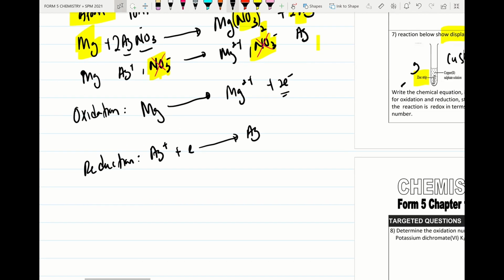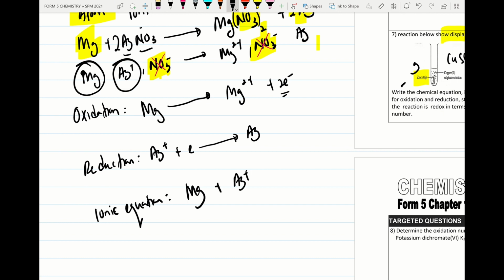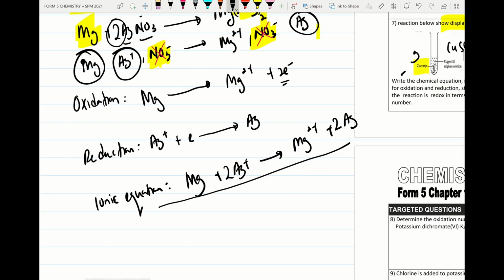So how to do the ionic equation? Magnesium reacts with silver ion, and I get magnesium ion plus silver atom. Next, balance the equation. Check the charge: I put 2 here and 2 here. Please check the 2 here. So this is the ionic equation.